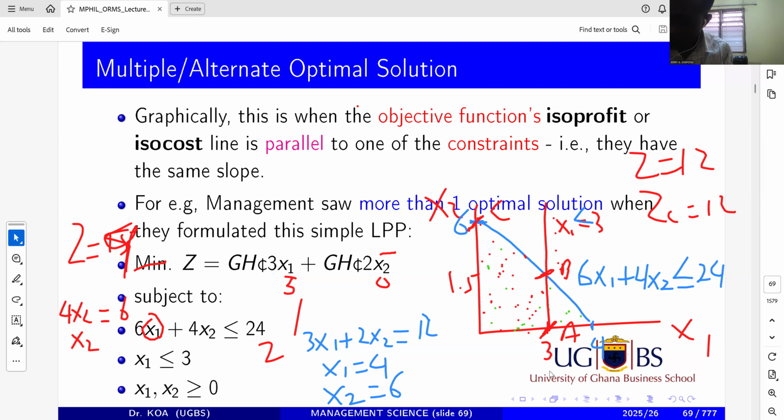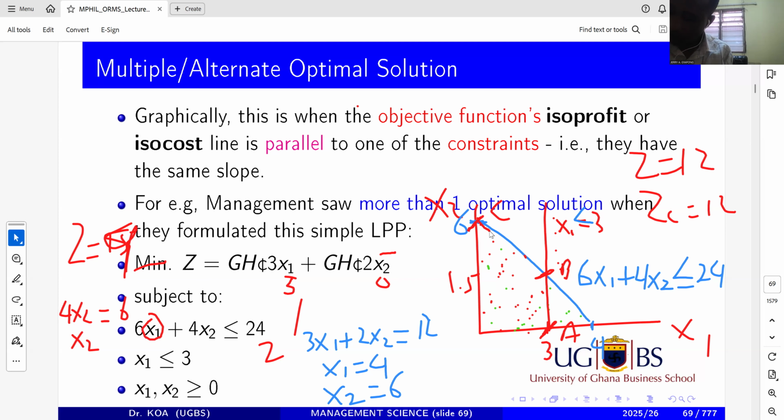Each value. Okay, the first one is going to be 3 and then 1.5. The next one may be something and then 1 point something. The last one will be 0 and 6. All of them are going to give you the same thing. So every point between B and C is going to give you a solution that is a maximum solution, which then goes contrary to the single solution we're looking for. Therefore, we have alternate or multiple optimal solution.